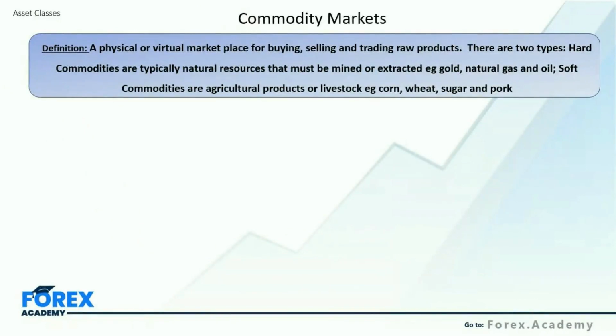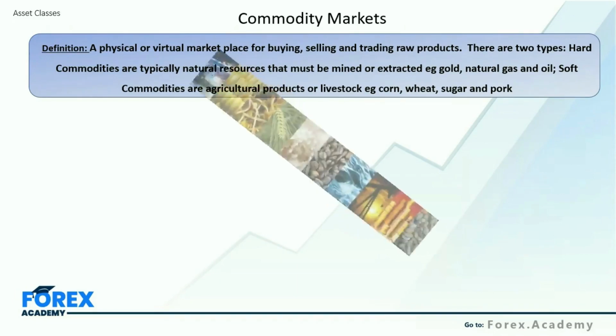So moving on then to the commodity markets, and to give you a brief definition, a commodity market is a physical or virtual marketplace for buying, selling, and trading raw products. There are 2 types for you to be aware of. There are hard commodities, which are typically natural resources that must be mined or extracted out of the ground, and we're talking about gold, mining for gold, natural gas, and oil, drilling for oil. But then you've also got your soft commodities, which are often agricultural or livestock commodities, for example, corn, wheat, sugar, and pork, and products of that nature.